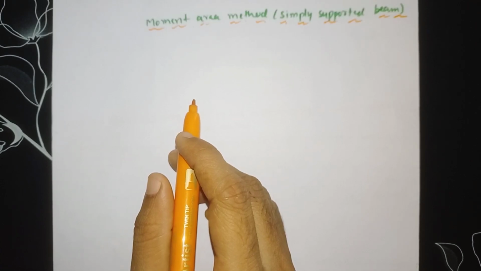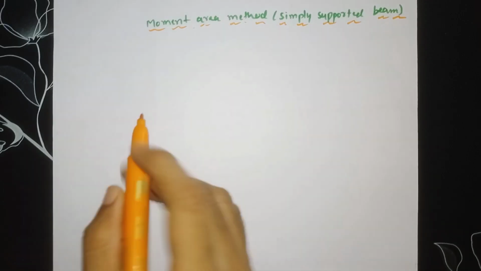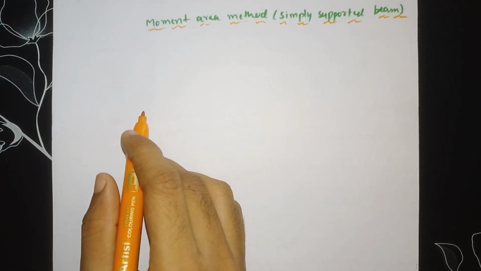So in today's video we will see the moment area method for a simply supported beam. In the last video we saw the moment area method for a cantilever beam and we also solved some problems on that. Today we will see the moment area method for a simply supported beam.